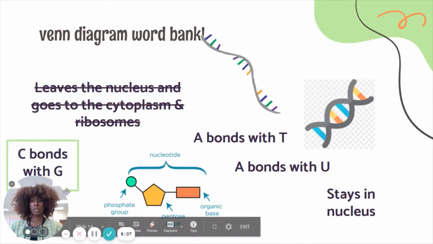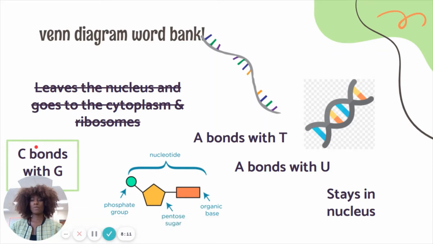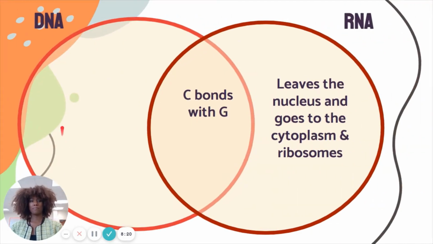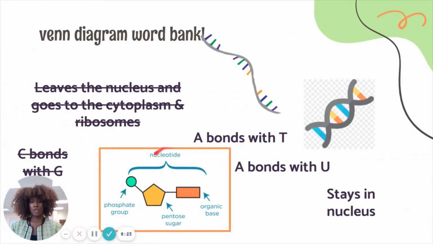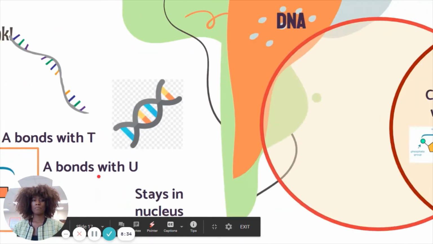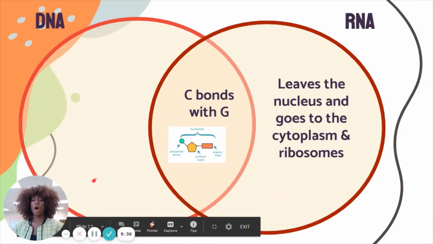The next one we're going to do is this one that's highlighted, that's outlined. C bonds with G. Where would that go? DNA, RNA, or both? Both. C bonds with G in both. Next up, we're going to have the nucleotide. So the phosphate, the sugar group, and the organic base. Nucleotides. Is that just DNA? Is that just RNA? Or is that both? It's for both of them. All nucleic acid monomers are the nucleotide.